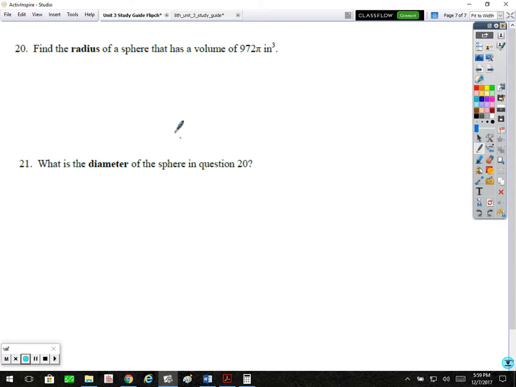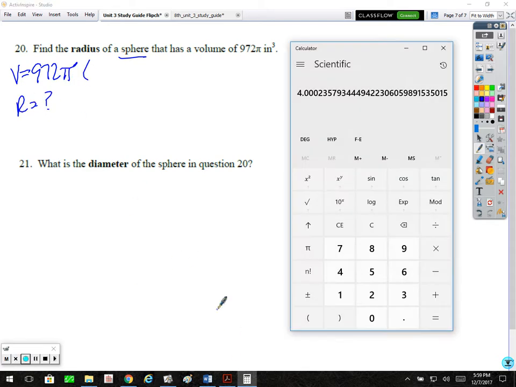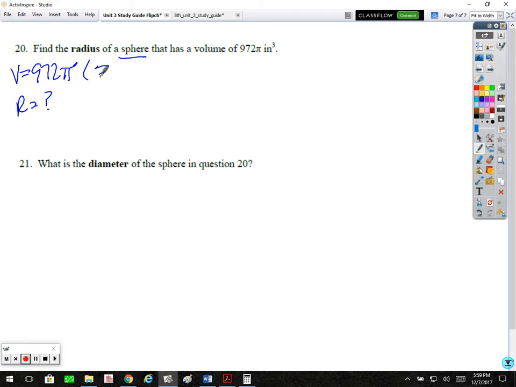Okay, last two. Find the radius of a sphere. Okay, 972 pi. So we know volume is 972 pi. What I want to know is, what is the radius? Well, first off, I want to change that. You don't have to, again, it's not mandatory. I just like to get rid of it. 972 times pi, 3053.6.